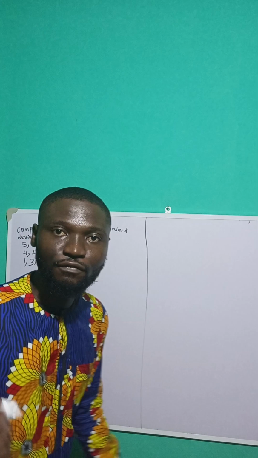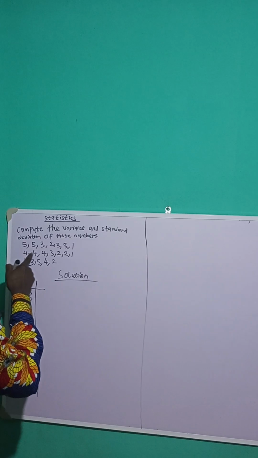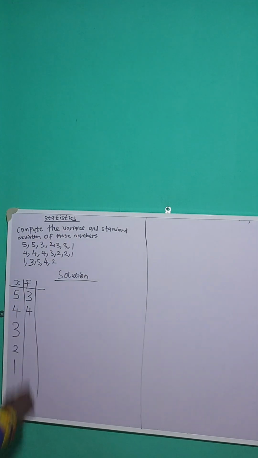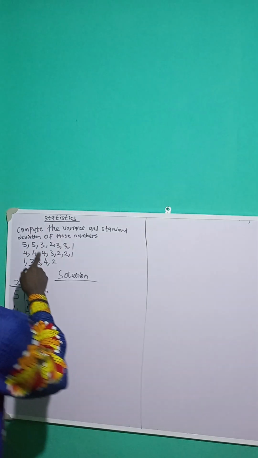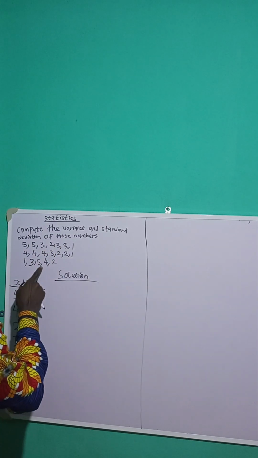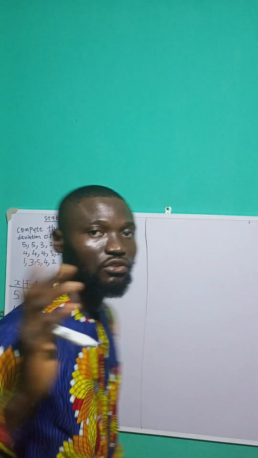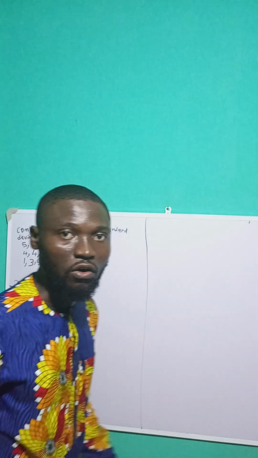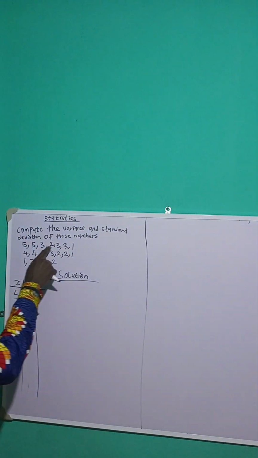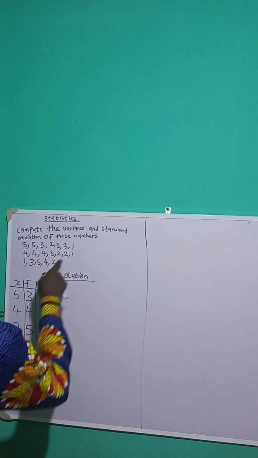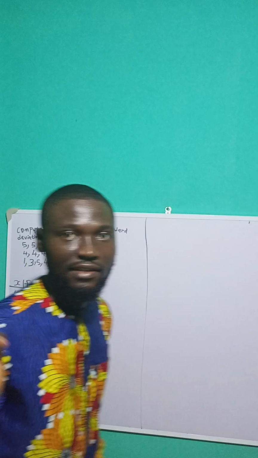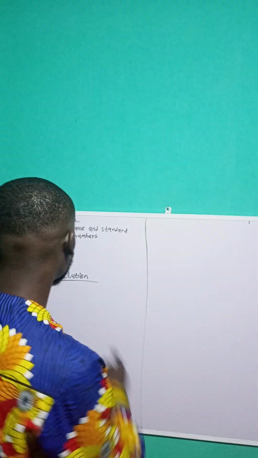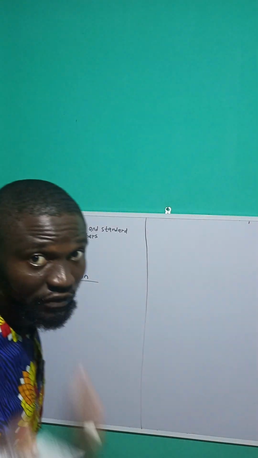Now for 4, how many times did 4 occur here? 1, 2, 3, 4. So 4 occurred 4 times. We write it as 4. How many times did 3 occur here? 1, 2, 3, 4, 5. 3 occurred 5 times. So we write it as 5. Now 2. How many times did 2 occur here? 1, 2, 3, 4. 2 occurred 4 times here. So we write it as 4. Then 1. How many times did 1 occur here? 1, 2, 3. 1 occurred 3 times. So the frequency is 3.